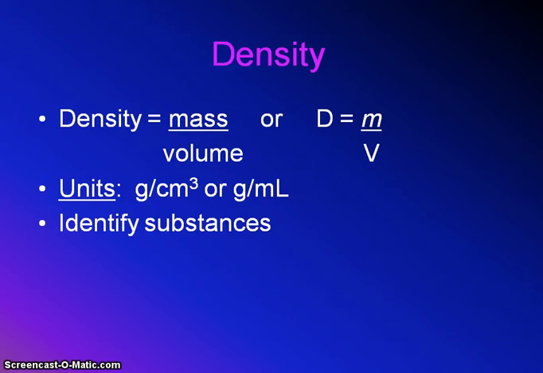Chapter 1, Section 2, Part 2 discusses density. Now, density is equivalent to mass divided by volume, or D equals M over V. So the units are generally going to be in grams per centimeter cubed or grams per milliliter. Sometimes you'll see them in kilograms per liter as well. And densities are going to be unique to every substance, so they can be used to help identify different materials from one another.